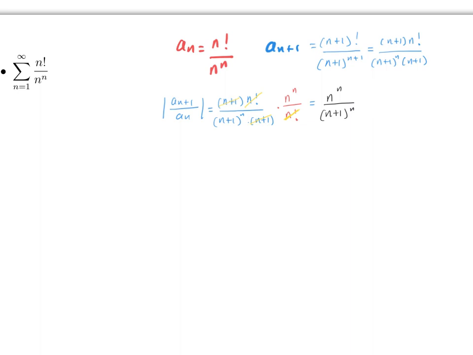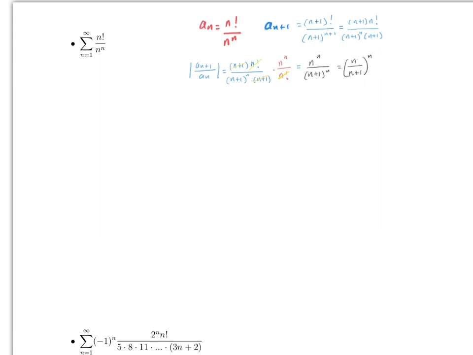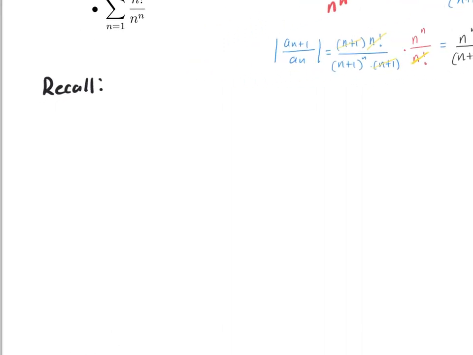Now notice how these two have the same power. So you can rewrite this as a single power. So it should be n over n plus 1, to the n. Now, before we take the limit, there is something very important to remember from Calculus 1. So recall this from Calculus 1.